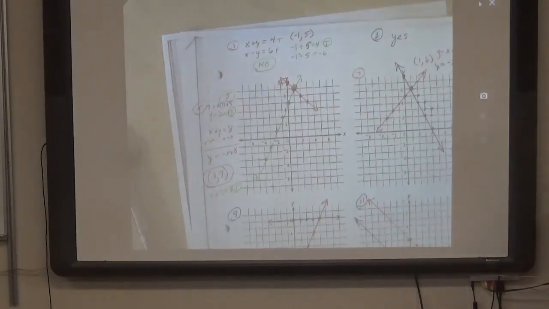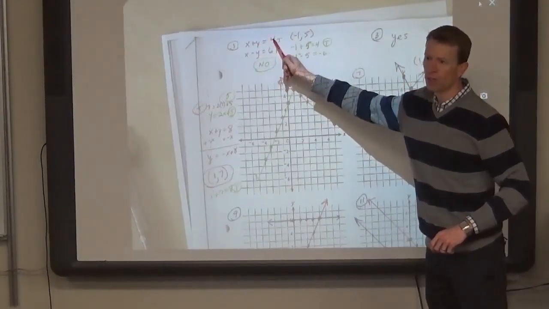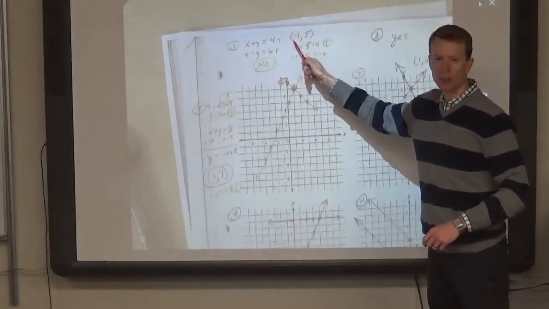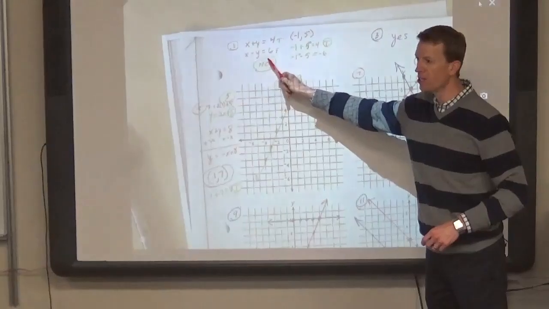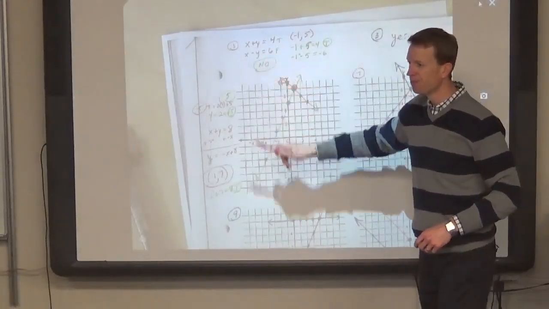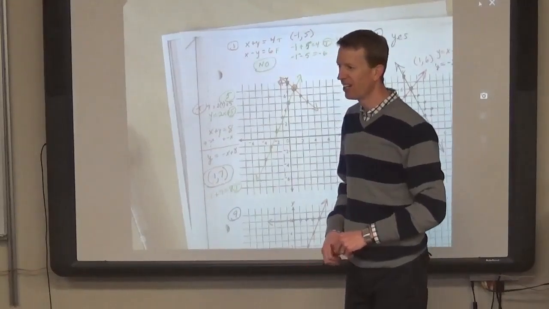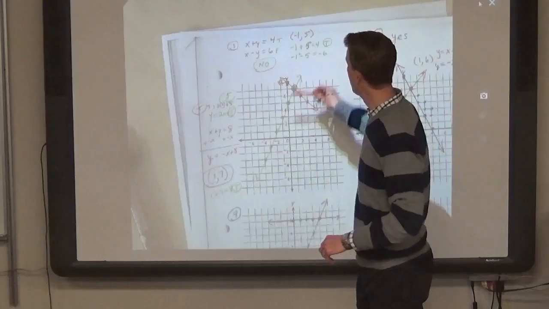If you're given two equations, like in number 1, x plus y equals 4, and x minus y equals 6, and then you're given a solution, and you have to put those numbers into the equation. Right, Max? How did we get yes for one? We did that one together yesterday.